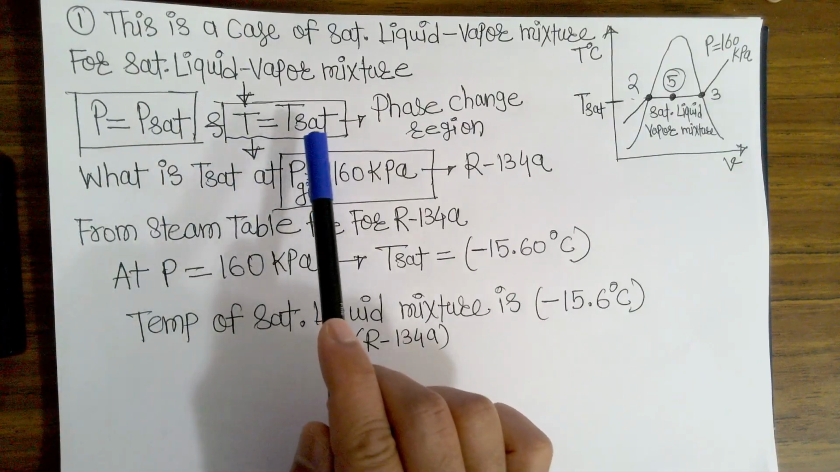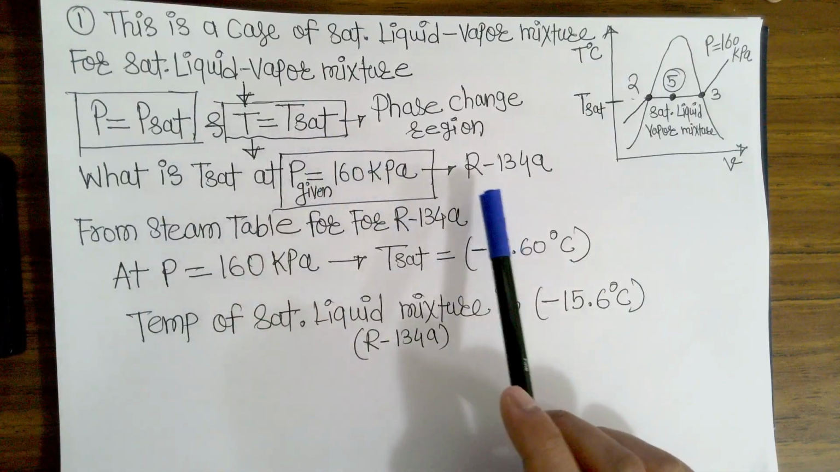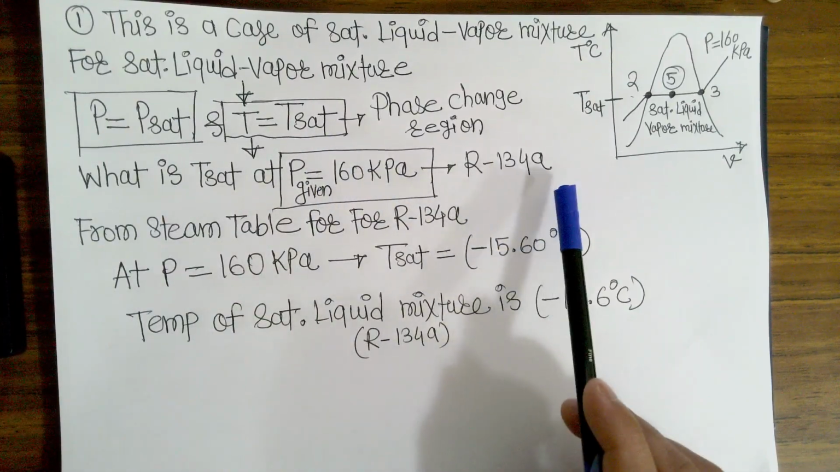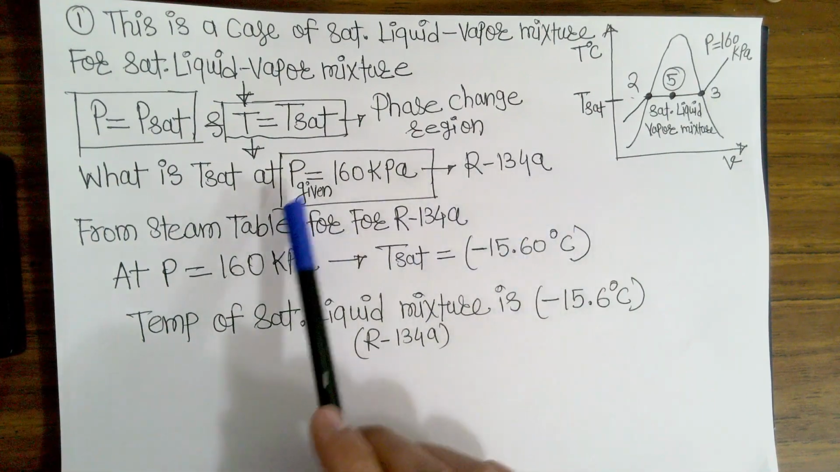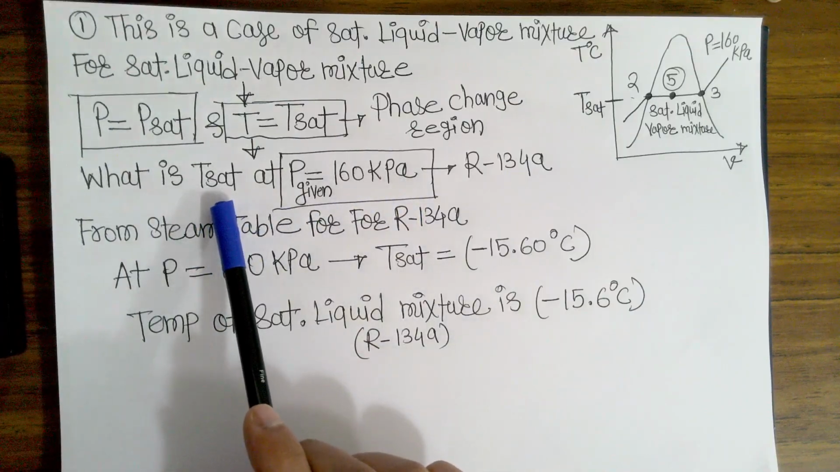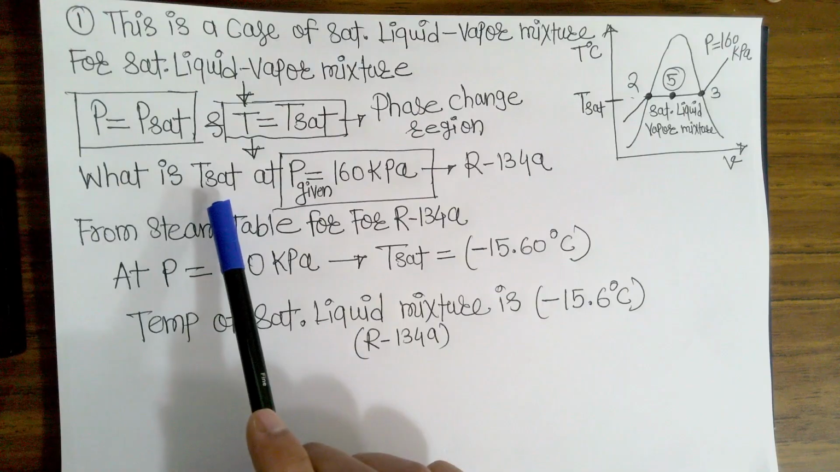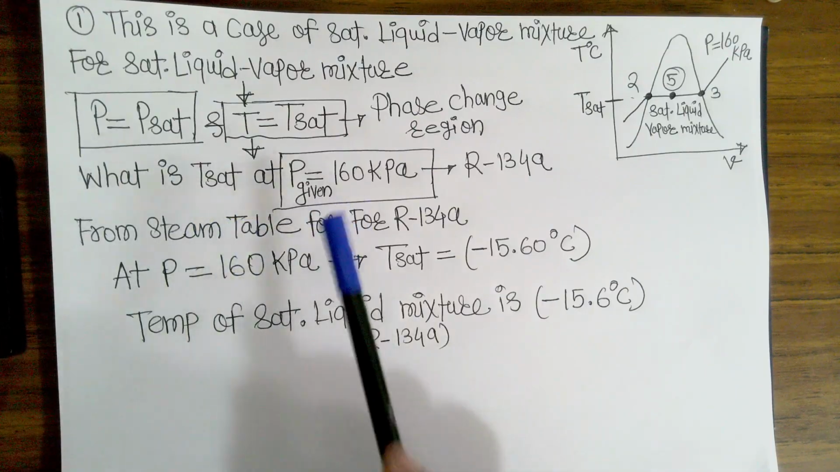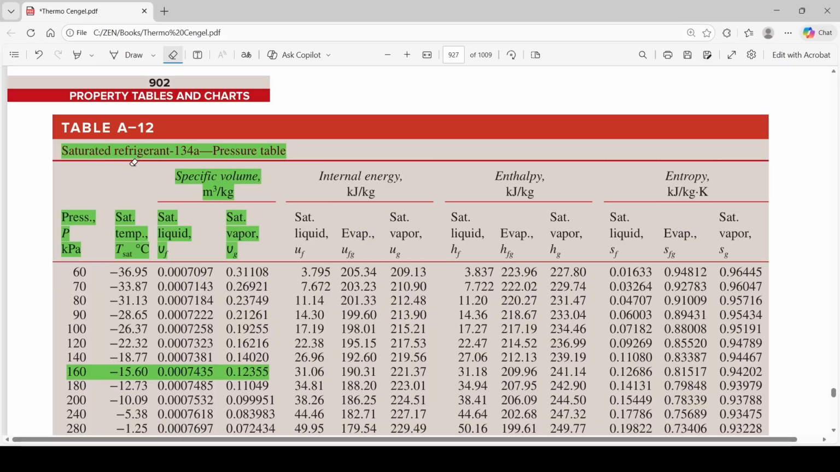to saturation temperature. So if we go to property table of R-134a refrigerant, we can check for a given 160 kilopascal what is the saturation temperature. That saturation temperature is the temperature of our refrigerant. So from the property table for refrigerant R-134a, the pressure is given and the corresponding saturation temperature is given here. So at 160 kilopascal, the corresponding saturation temperature is equal to minus 15.6 degrees Celsius.